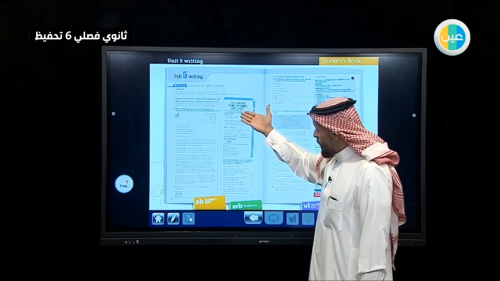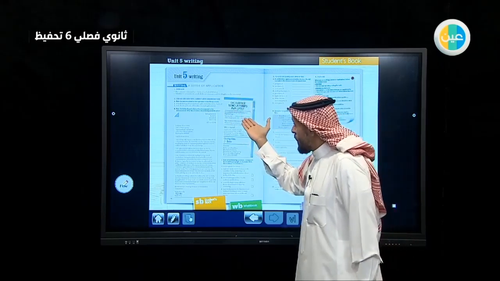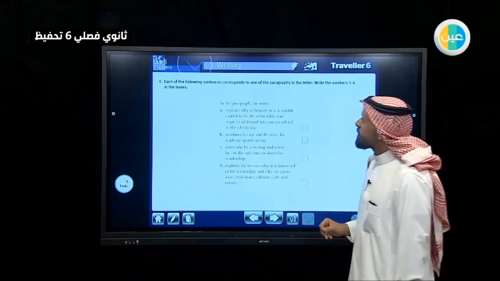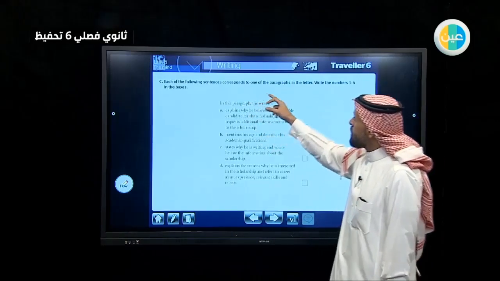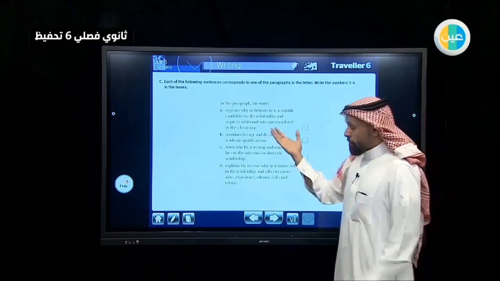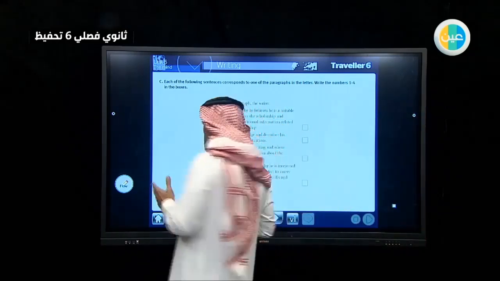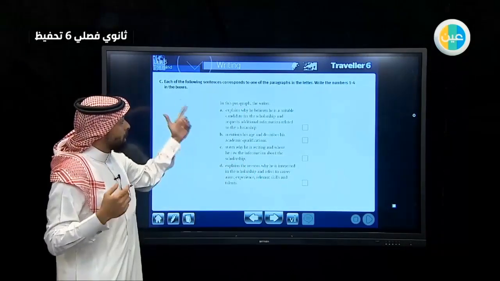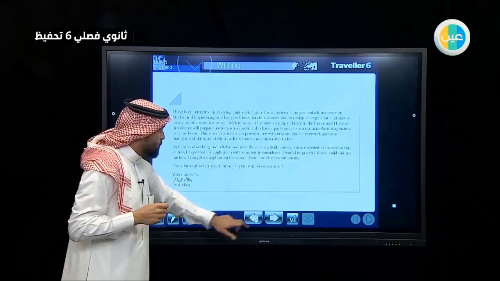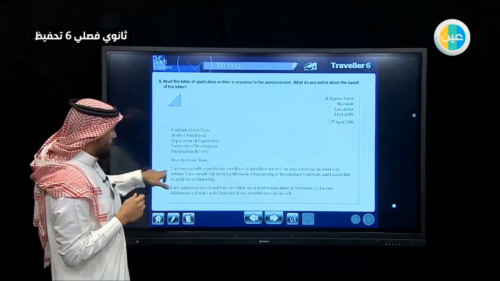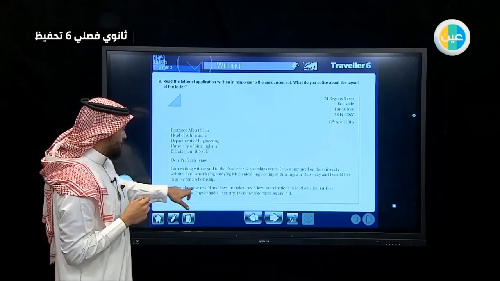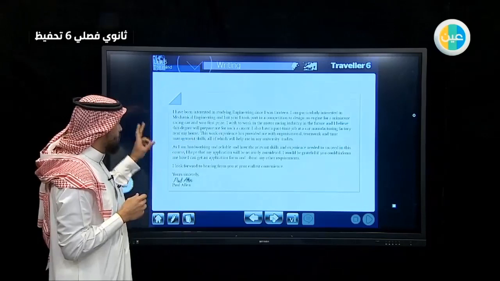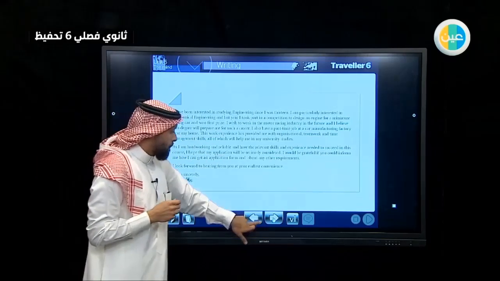We have read the announcement and we have read the letter. Look here, please. Each of the following sentences corresponds to one of the paragraphs. Now, we have 4 paragraphs, and those paragraphs are talking about information, about something. Now, which paragraph from 1 to 4? This is number 1, I am writing with regard. Number 2, I am 18 years old. Number 3, I have been interested in studying. And number 4, as I am hardworking.